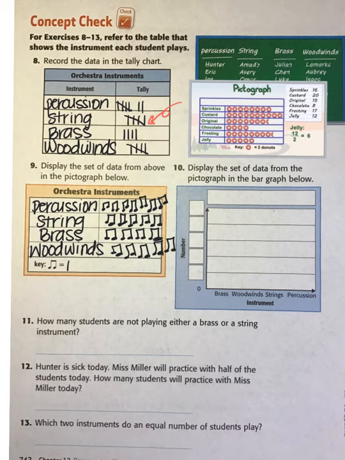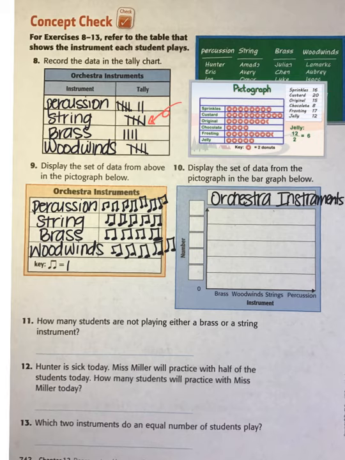Okay, so now we're going to use the pictograph that we used with the musical notes, and we are now going to put the information into a bar graph. So here's our bar graph. They've already given us the instruments. They've put brass, woodwinds, strings, and percussion. They did not fill out the numbers here, and they also did not give a title to this graph. So let's go ahead and write a title. We're going to call it orchestra instruments. And hopefully you have a little more room than I do.